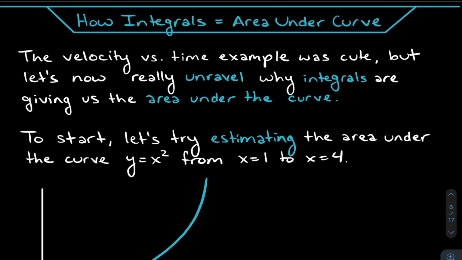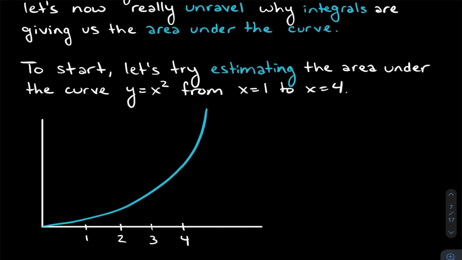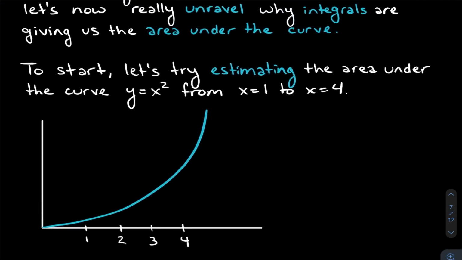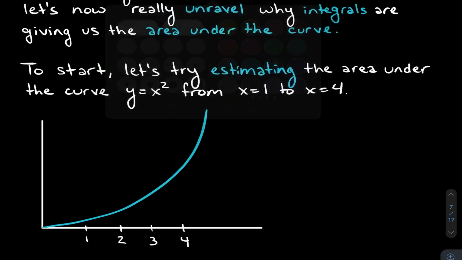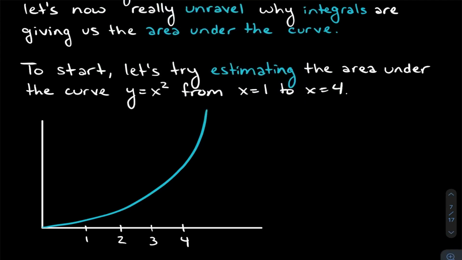So what we're going to do to start off this section, it's really quick. We're going to start by estimating the area under this curve from x equals 1 to x equals 4. We're going to start from x equals 1, and then go to x equals 4, and estimate what this area actually is.